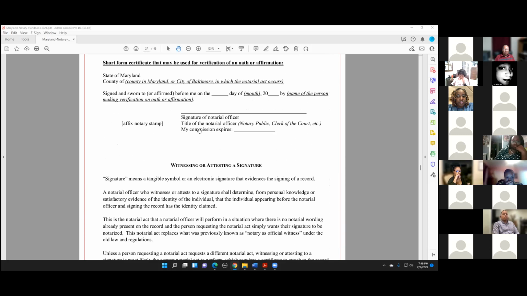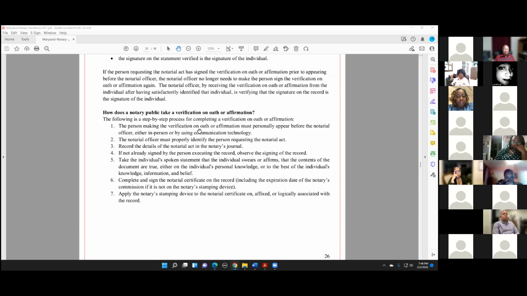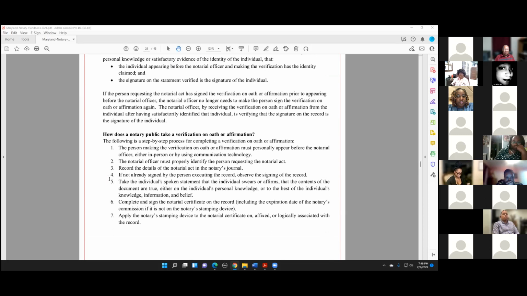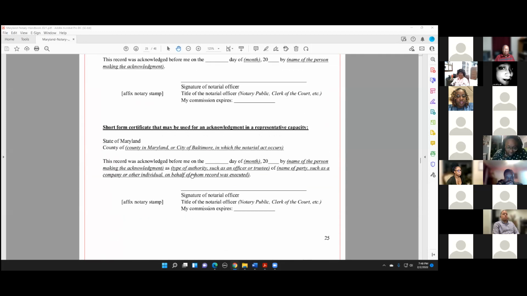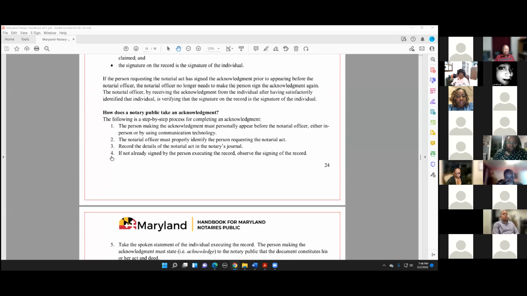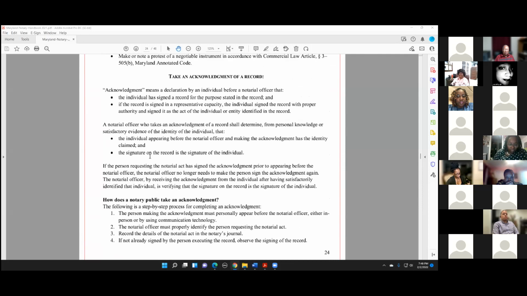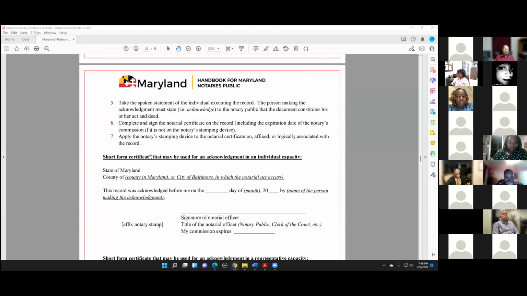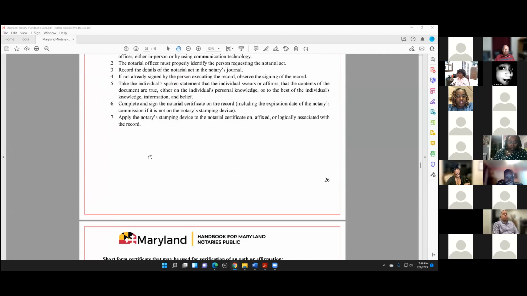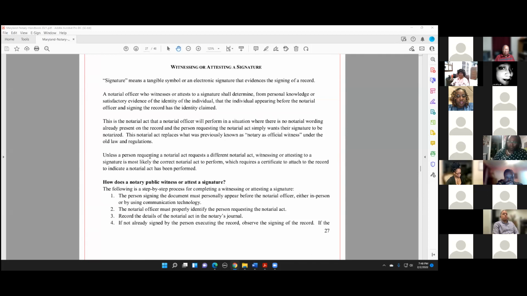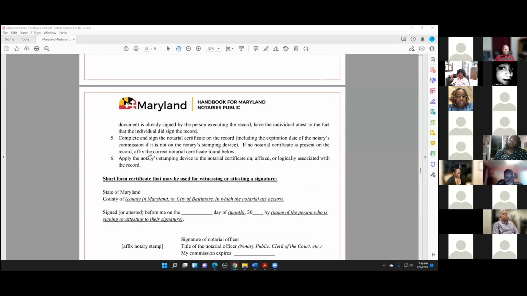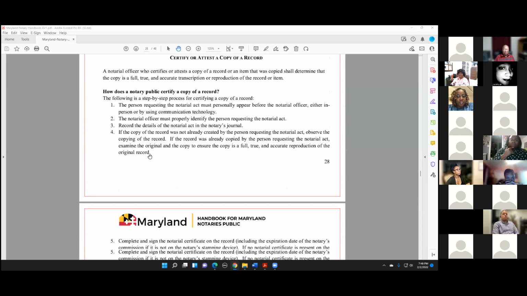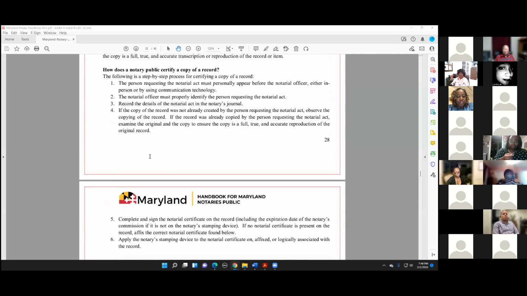That was witnessing and attesting. Let's go back to number 4 for verification. What does number 4 say? If not already signed. Let's go back to acknowledgement. What does number 4 say? If not already signed. But for the copy certification, they do not sign that. So what's going to happen? You're going to get this one day and you're going to remember this conversation, and you're going to know to go here and simply follow these steps and you can't go wrong.